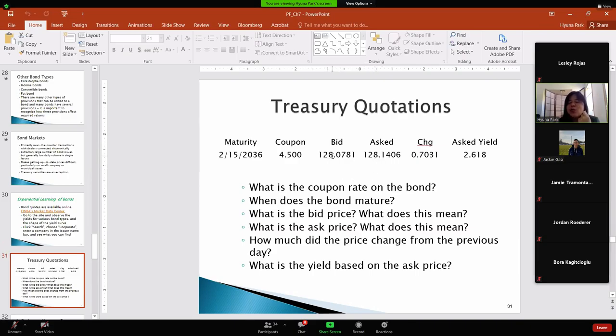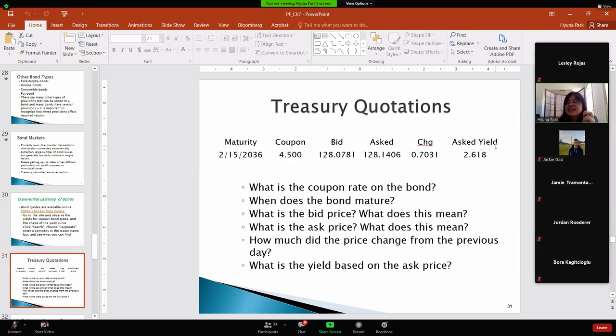And what does 128.0781 mean? This is a percent of par. So 128.0781% of the par value, $1,000, is the price. This is how to read the quote. Change is the change from the previous trading day. If the change is positive, it means the price went up.